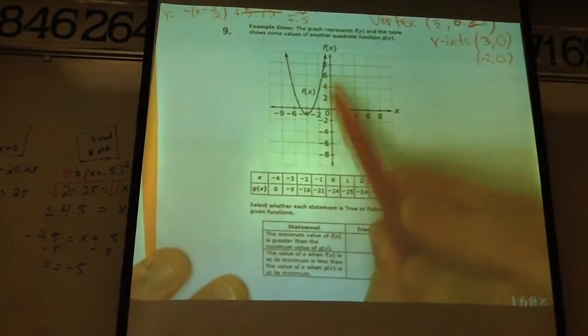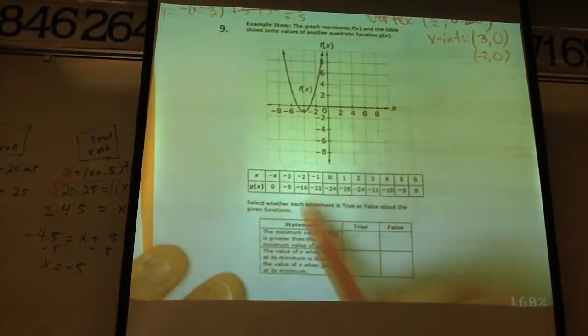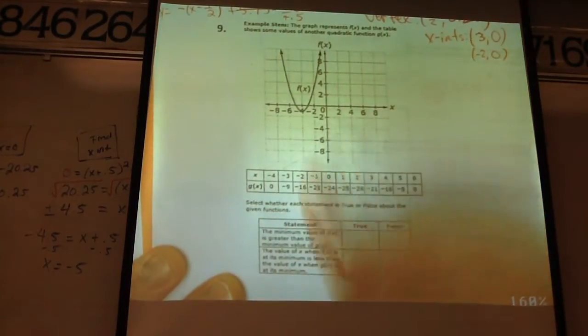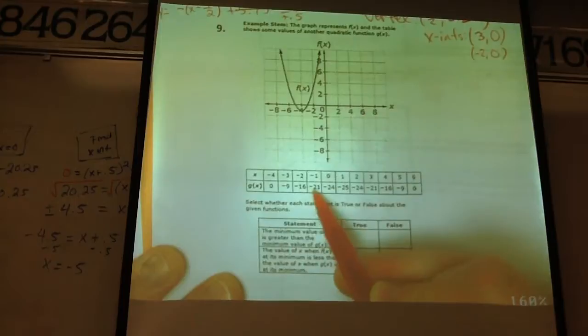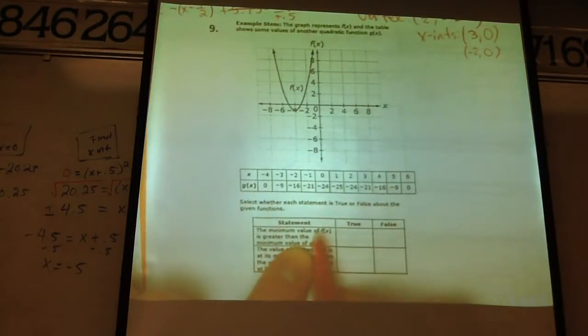One key thing, notice this is f of x, this is g of x. So they're two different. They give you the graph for this one, and for the other they gave you the table. Okay, true or false then? I put false, and then true.